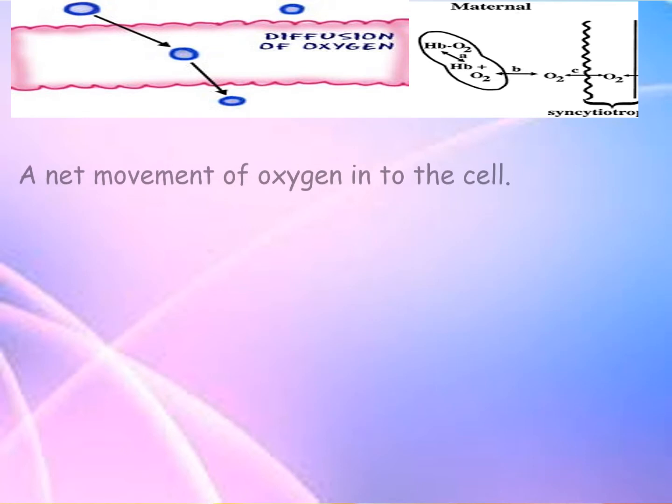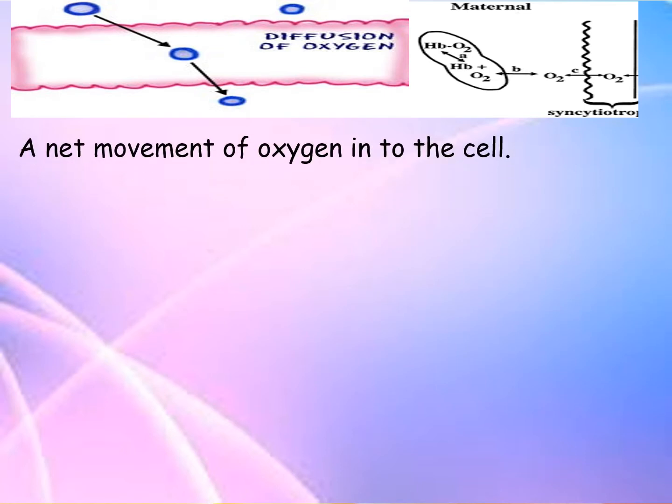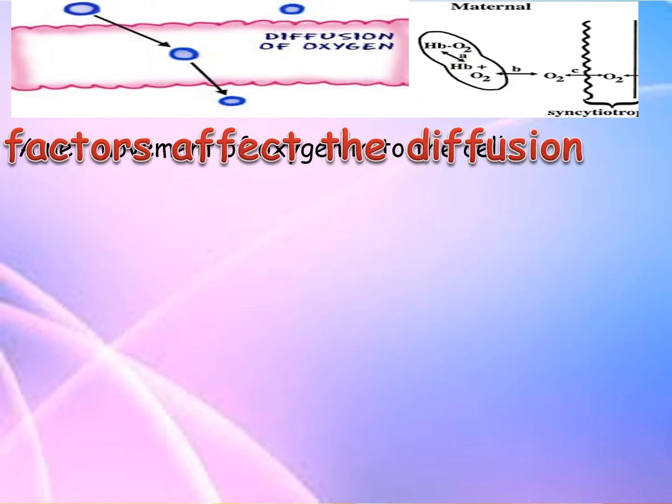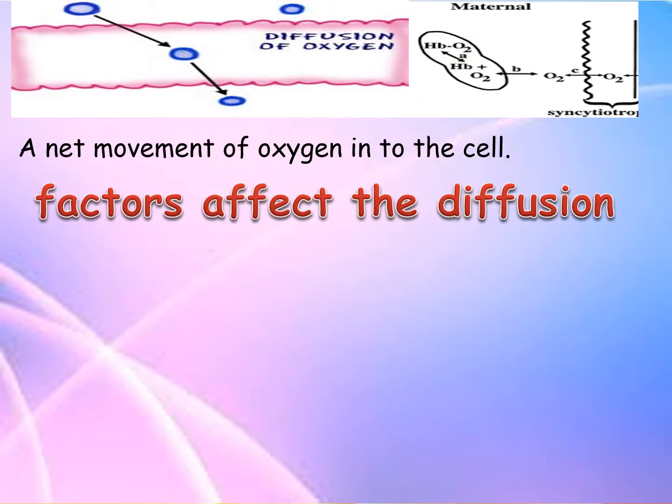Diffusion of oxygen. Children, now you know how carbon dioxide diffuses in the cell. In this slide, we are going to see how oxygen diffuses. The opposite happens with oxygen. Respiration uses up oxygen, and so there is a concentration gradient of oxygen from outside to inside the cell. Therefore, there is a net movement of oxygen into the cell by diffusion. Now we will see what factors affect diffusion.